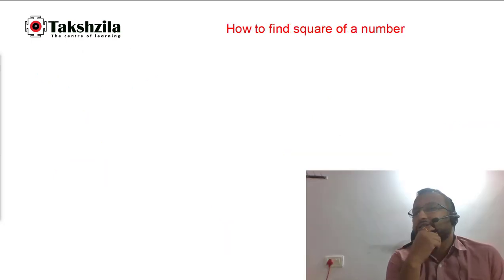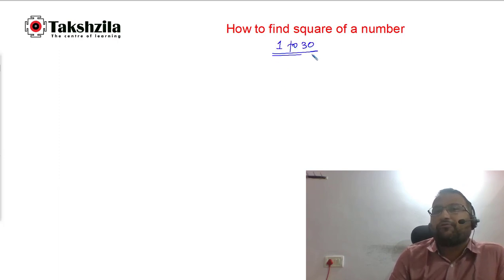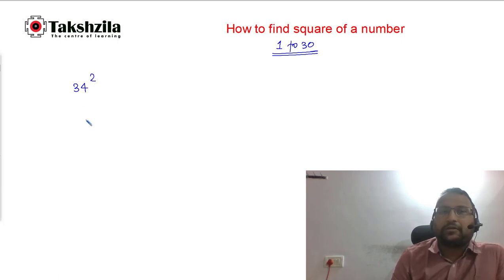Now, how to find the square of a number. Everyone should know the squares from 1 to 30 by heart. Now, how to find the square of other numbers? Let's have a look at it. Let's say I want to find the square of 34. So the first step is to separate the unit digit from the remaining number.